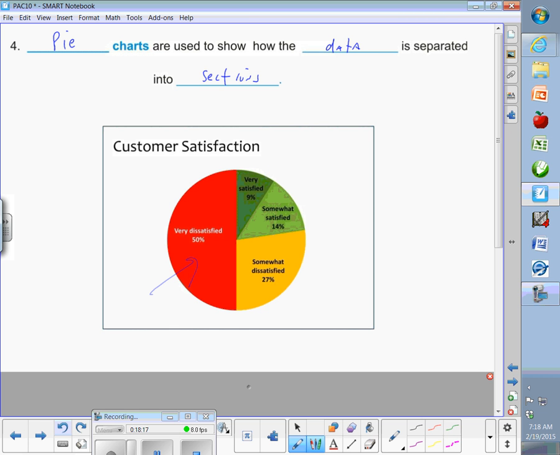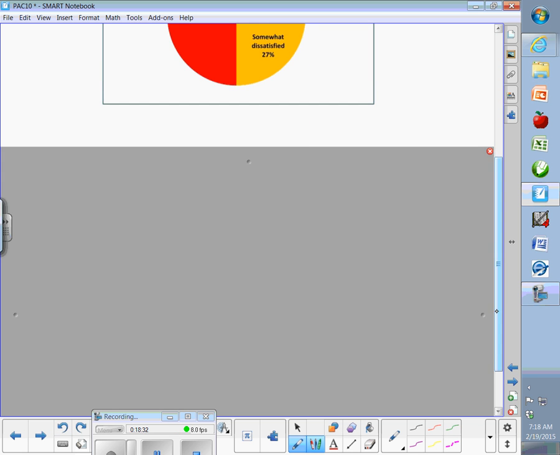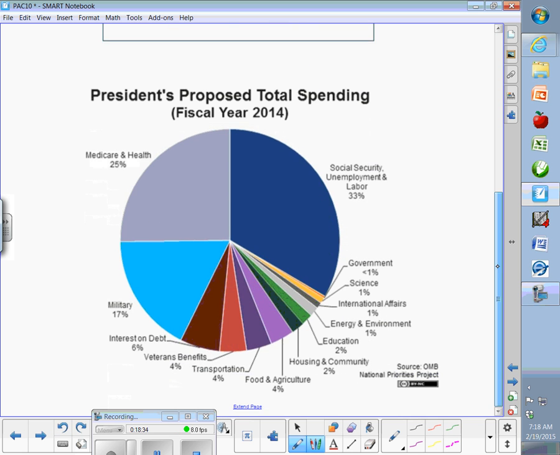Notice inside the chart, we do have a label telling you what it is. And in these cases, the data was already in percents, so it showed you 50%. Let's go down to our second example here. This is a President's proposed total spending fiscal year 2014.